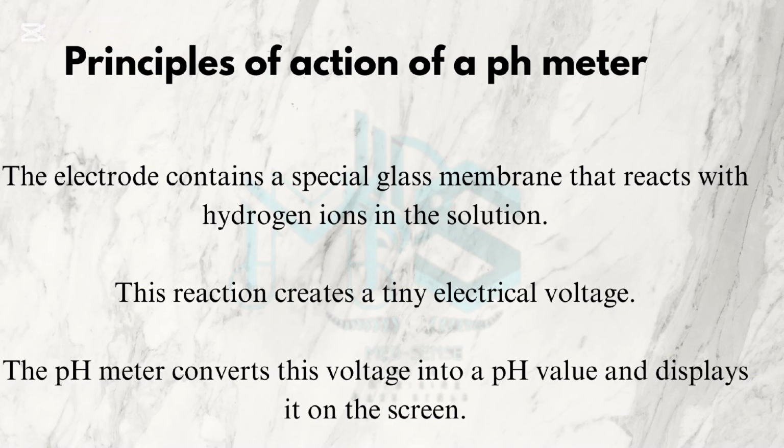Principles of action of a pH meter. The electrode contains a special glass membrane that reacts with hydrogen ions in the solution. This reaction creates a tiny electrical voltage. The pH meter converts the voltage into a pH value and displays it on the screen.